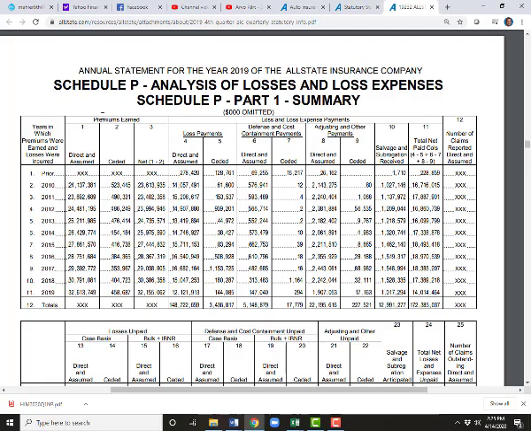Then for the premiums earned every year, you have direct premiums. That's the insurance they sell directly to their customers. Assumed is, and I don't know if Allstate does much reinsurance assumed, when an insurance company sells insurance to another insurance company. So they become the reinsurer, and they bring that in. And then ceded is the insurance they buy from a reinsurance company.